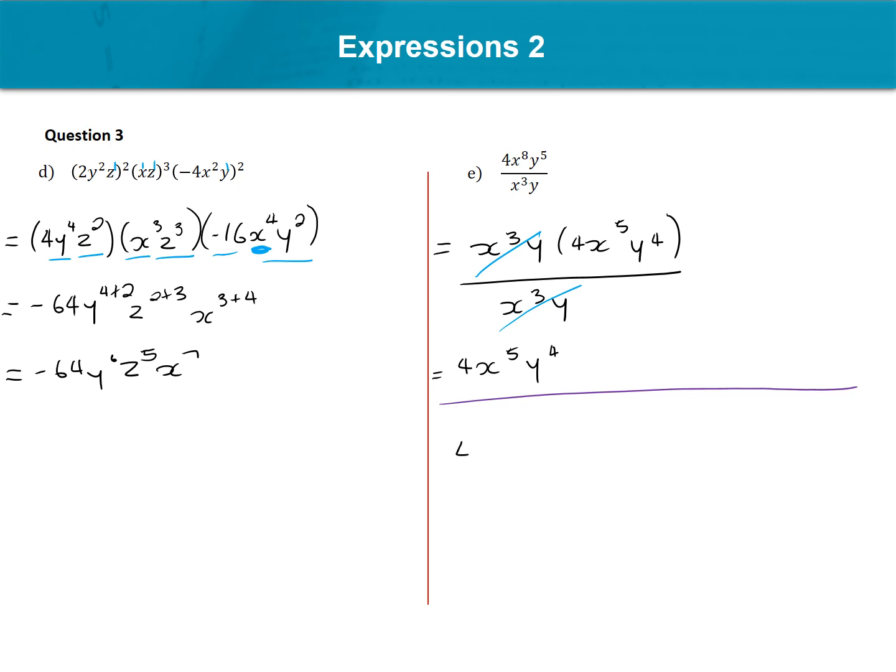So we can say 4x to the 8 minus 3, y to the 5 minus 1, and you're left with 4x to the 5, y to the power of 4. Same answer, two ways of doing it.